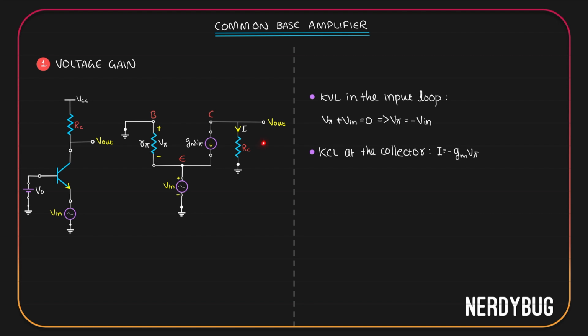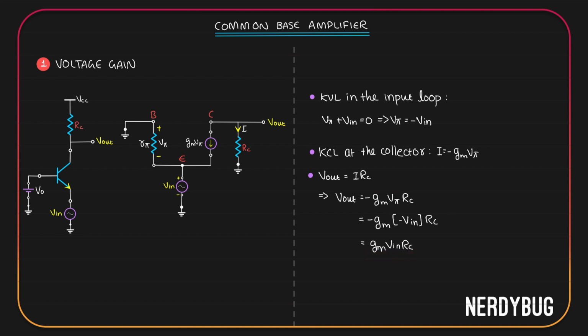Now, if you take a look at RC, you can see the potential across it is equal to the output voltage. Current through it is I. So using Ohm's law, we can write V output is I RC. But I is minus gm V pi. So we can write V output is minus gm V pi RC. Again, V pi is minus V in. So we can write V out this way. Negative and negative will get cancelled and we get V output is simply gm V in RC.